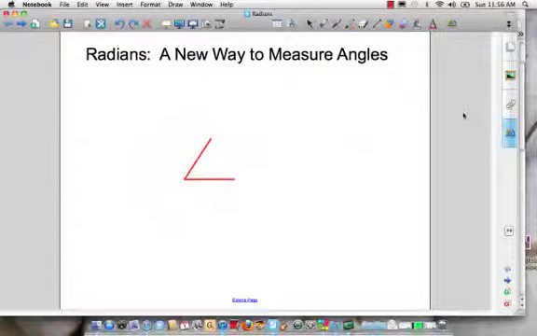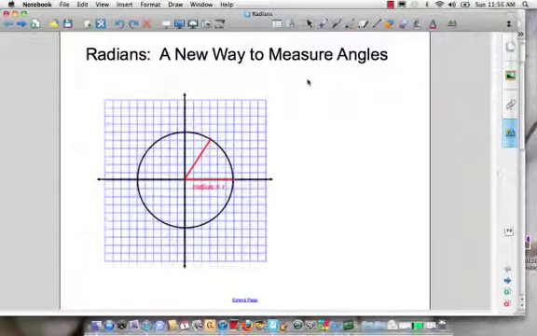So what you see already on the screen is an angle in red. And what we're going to do to think of it as a radian measure instead of a degree measure is to place it on a coordinate plane. Notice that the angle is in standard position, which means the initial side of the angle is along the positive x-axis. And here's how we measure radians.